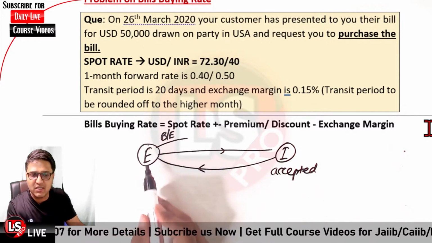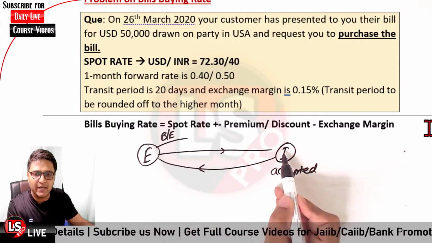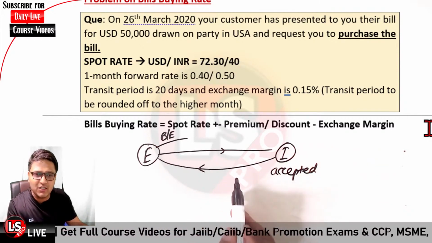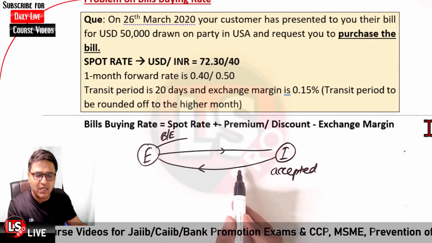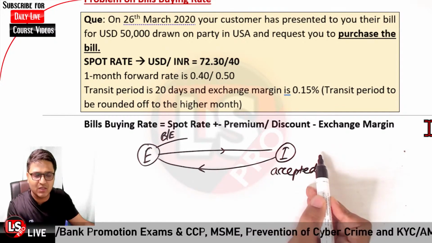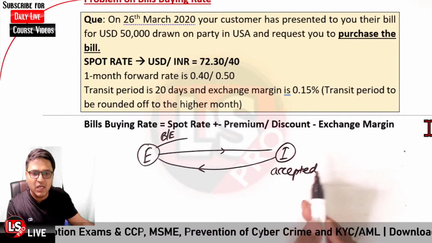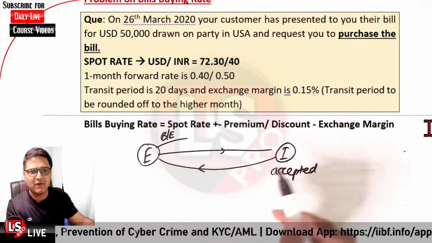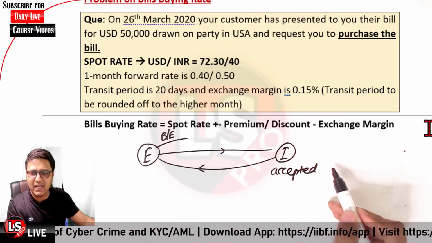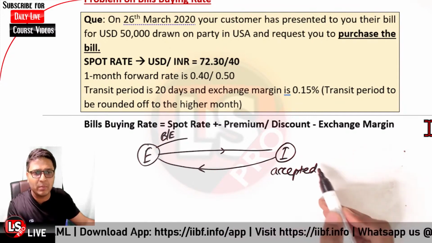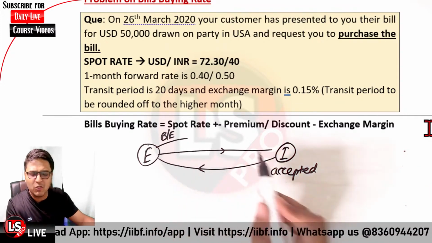Now the exporter is having the bill of exchange which is accepted by the importer. In international trade, the bill of exchange is co-accepted by the importer's bank, so that E is in a better condition. If I defaults, the importer's bank will have the liability to pay the amount. We will not go into that much depth.